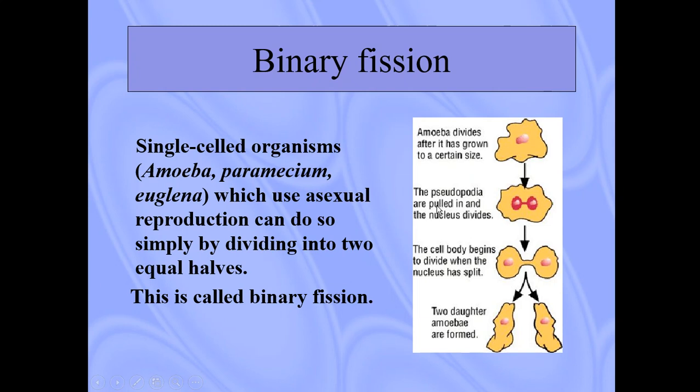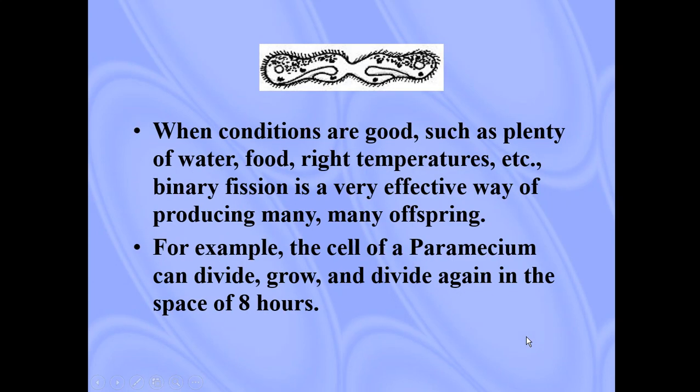So the pseudopodia are pulled in and the nucleus divides. So pag sinabing pseudopodia class, pseudo means false, podia means feet. False feet, para siyang naghihiwalay into two. Okay, then the nucleus also divides into two. So the cell body begins to divide when the nucleus has split. So, tingnan nyo, from the parent cell to two daughter cells which are the same exact replicas as the parent cell. Then these two daughter amoebae are formed, and this will mature, then eventually will divide again. And then the cycle goes on.